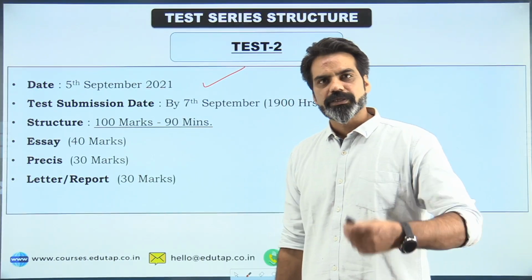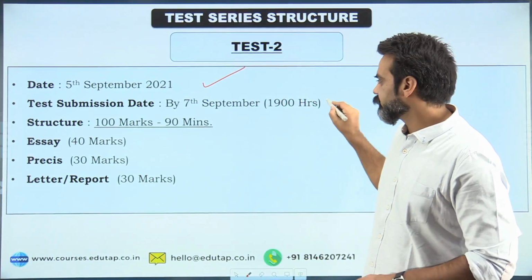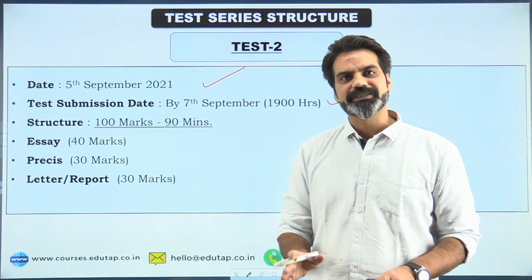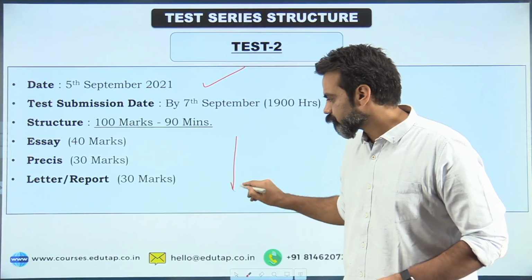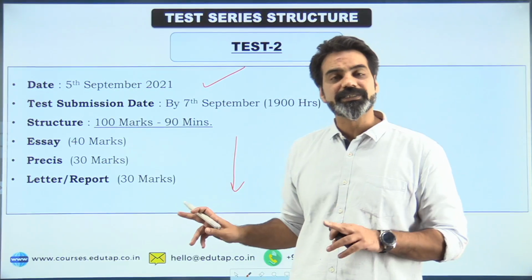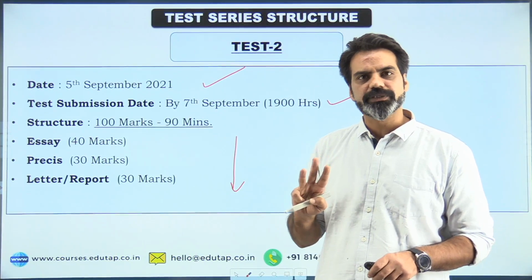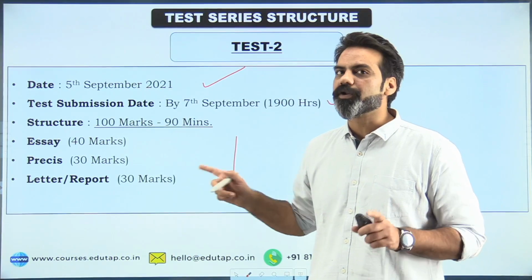That is next month. And after this test, you will have 2 days to submit your attempts, your answers with us, and then we will evaluate it. And this time the structure would be a bit different. In test 1, we had 1 essay, 1 Precis, and 1 reading comprehension. Now this time there would be 1 essay, 1 Precis, but 1 letter or report.